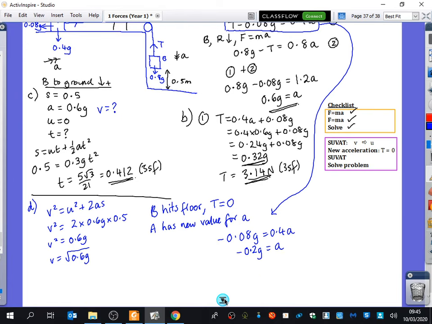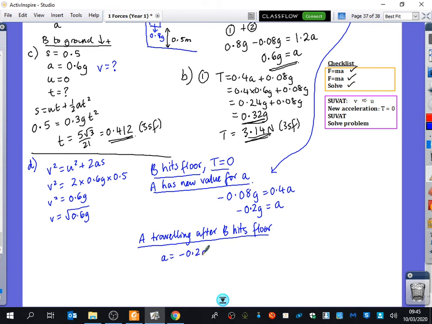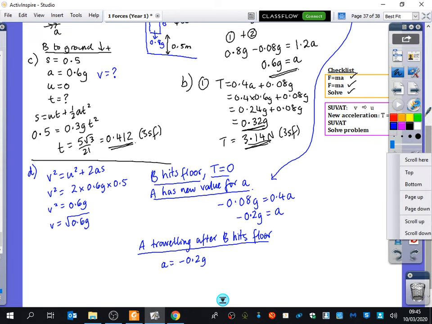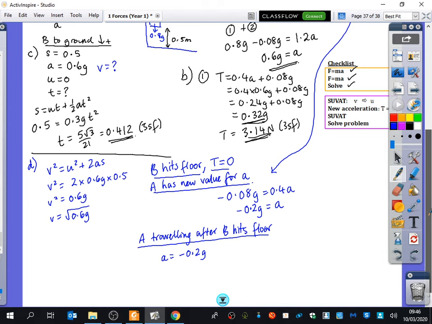And so we're really nearly there. We're going to do the last part of the journey. So we're going to do A traveling after B hits the floor. Well, we know that the acceleration is minus 0.2g. We're talking about this journey here, right? We're talking about after it's hit the floor, this journey from here to here. The acceleration is minus 0.2g.